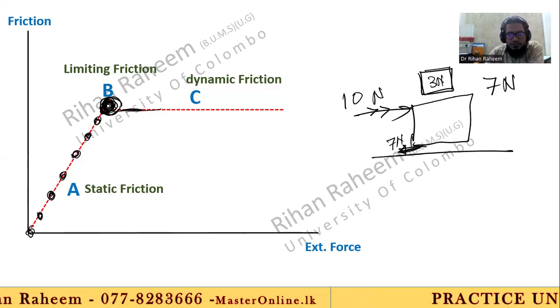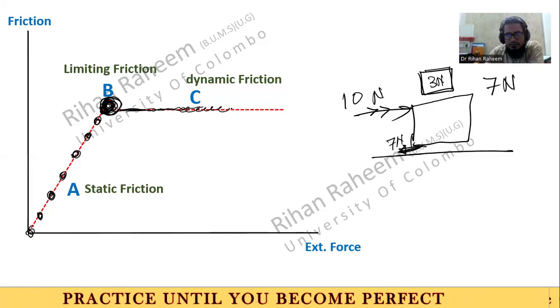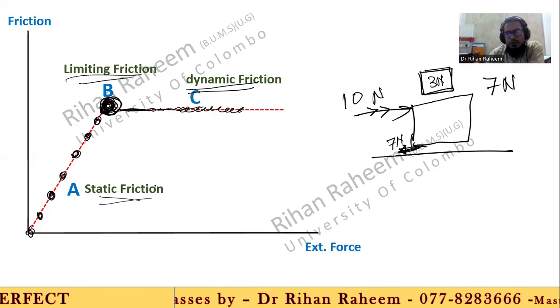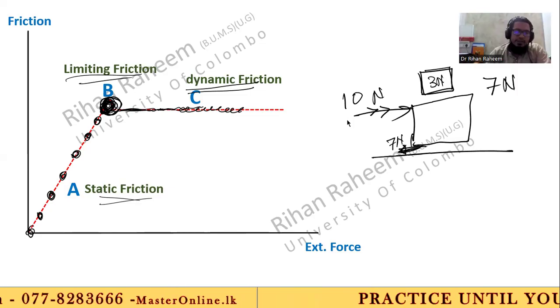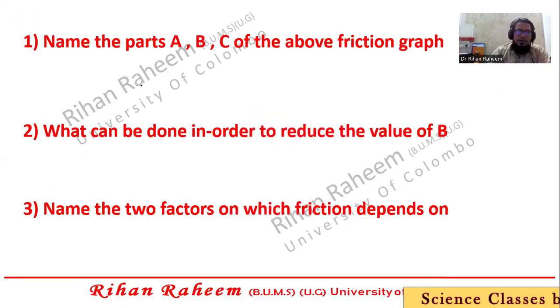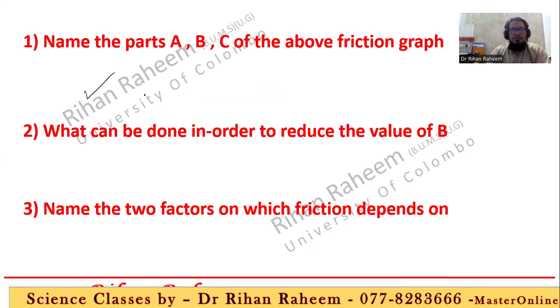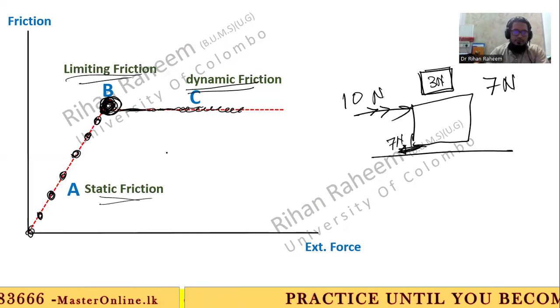7 Newton will be friction. So when the object is moving, also friction can be there. That friction is known as dynamic friction. Very easy, simple lesson. No equations for the friction lesson, no. All theory. You all can easily study that. Name the parts A, B, C. You all know static friction, limiting friction, dynamic friction. The ones who don't know, take a screenshot quickly.